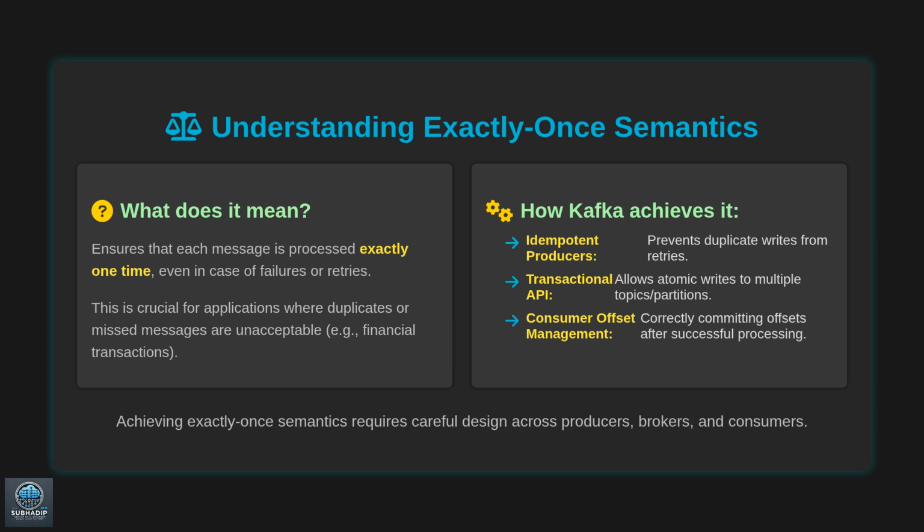Kafka achieves this through a combination of idempotent producers, which prevent duplicate writes during retries, a transactional API for atomic writes across topics, and robust consumer offset management, where offsets are committed only after successful message processing. Achieving this requires careful design across the entire data pipeline.